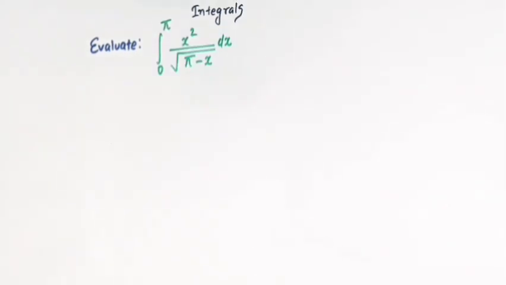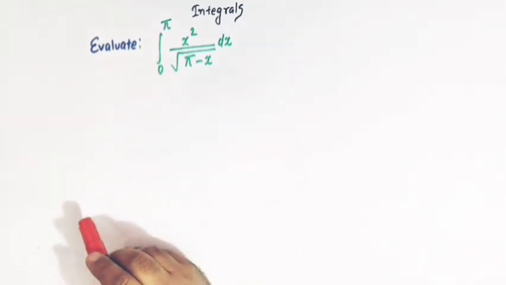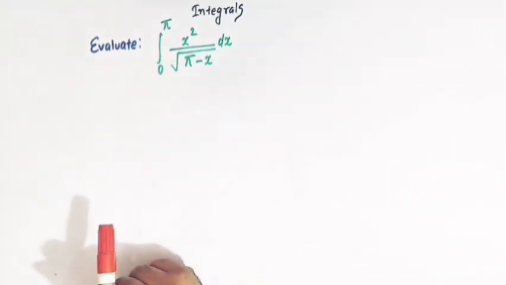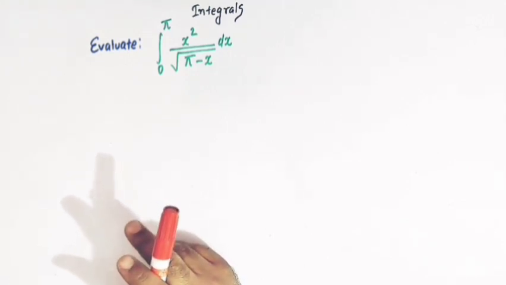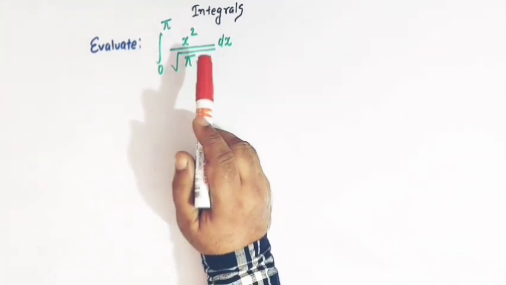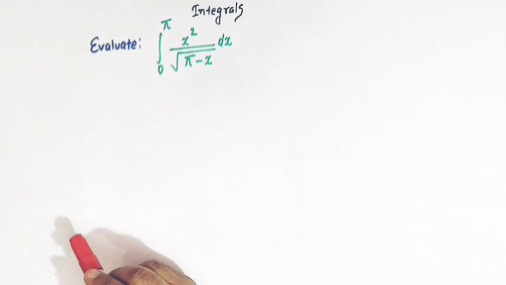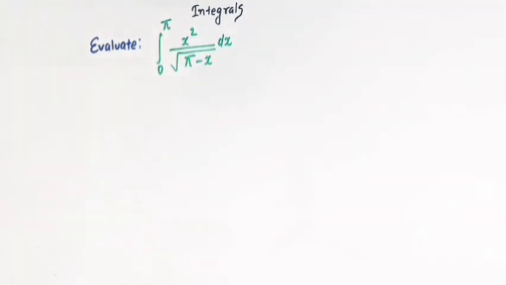Hello viewers, in today's class we are going to discuss yet another important problem from integrals, right? So in this class we'll solve this important integral using the concept of beta function, right? And beta function is also known as Eulerian integral of first kind, right? So we'll see a very beautiful application of beta function, how to evaluate this type of integrals, right?